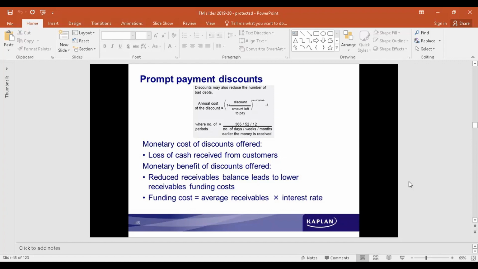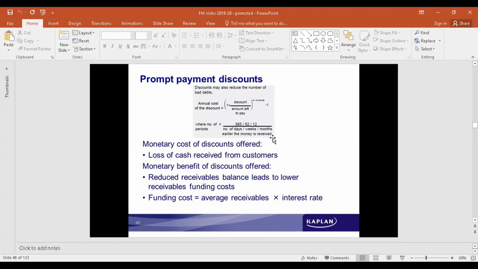So, what is that cost of discount is given by a formula. Just have to learn about the formula for the annual cost of discount: 1 plus discount percentage divided by the balance percentage of amount which has to be paid, to the power of the number of periods, the entire equation minus 1. So how many number of periods? It depends on the total number of days in a year divided by the number of days of that credit.